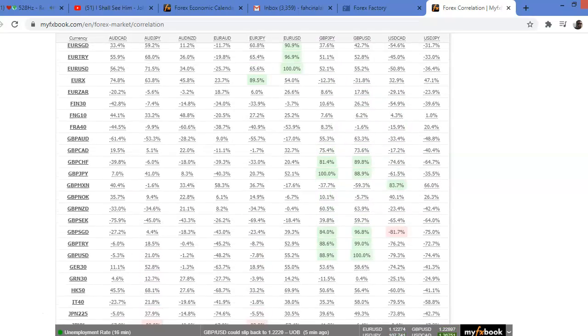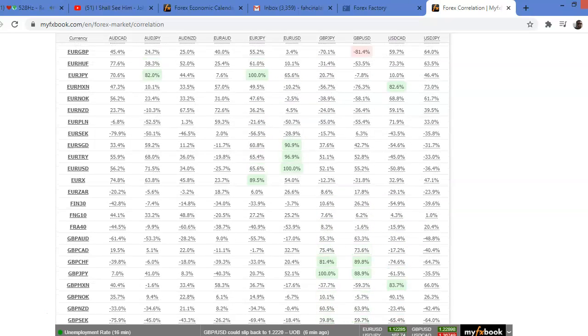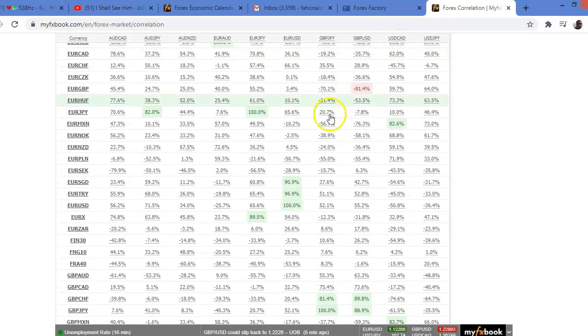UCAD and I thought EURGBP had a negative correlation. Oh no, a positive correlation. Yeah, they do. No, that's GU and EURGBP. So it's not really that strong on this time frame.